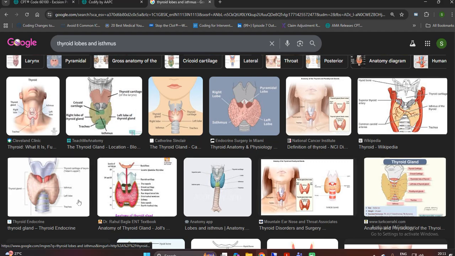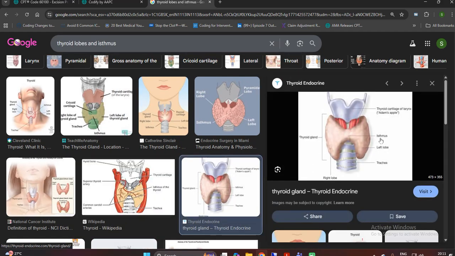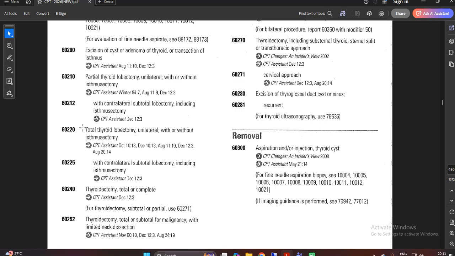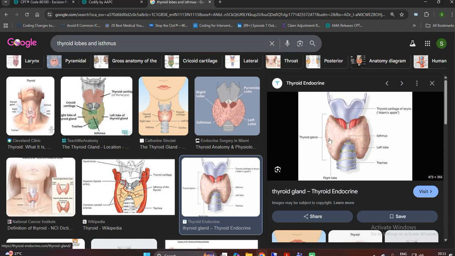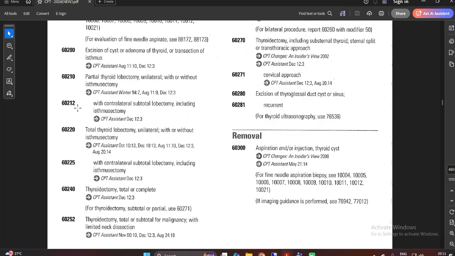So see this one. This is the thyroid gland, left lobe and right lobe. For example, if you want to code 60210, the patient will have only this part removed, only this area of the right lobe. He will not remove the complete unilateral thyroid lobe, only this area. So that time you can code this one, 60210. 60212, partial thyroid lobectomy, means in the right side this part and the left side half of the thyroid, subtotal. So try to remember, subtotal is different, total is different. So that time you can use 60212.